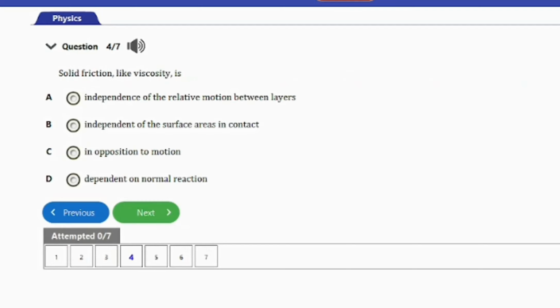The next question we have here is question number 4. It says, solid friction, like viscosity, is A, independent of the relative motion between layers, B, independent of the surface areas in contact, C, in opposition to motion, D, dependent on normal reaction. The answer to this question is option C. Solid friction, like viscosity, is in opposition to motion. And that's it for this question. Let's go ahead and consider the next question.